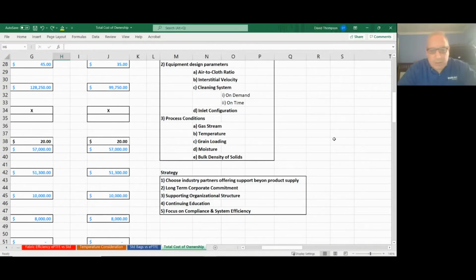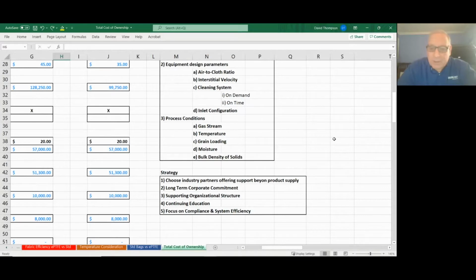So we offer at Menardi a long-term corporate commitment to our customers. We're a 100-plus-year-old company. We've been involved especially in compliance with the EPA since the Clean Air Act back in the 70s. We have put together a support structure of salespeople, internal staff, technical, and upper management that is focused on bringing about the best possible solution to our customers' problems.